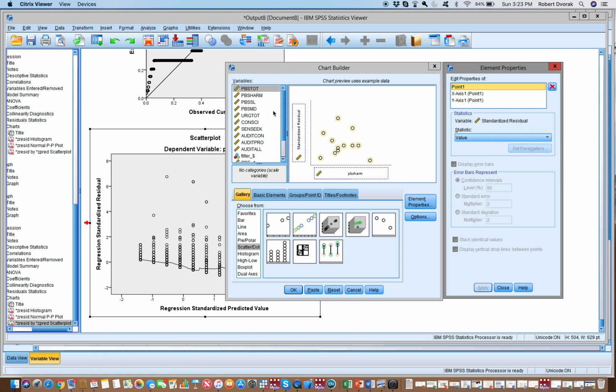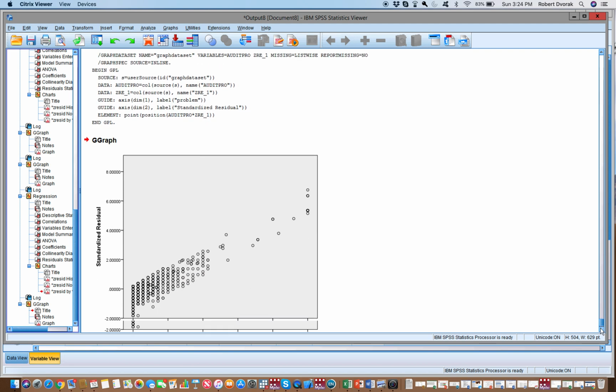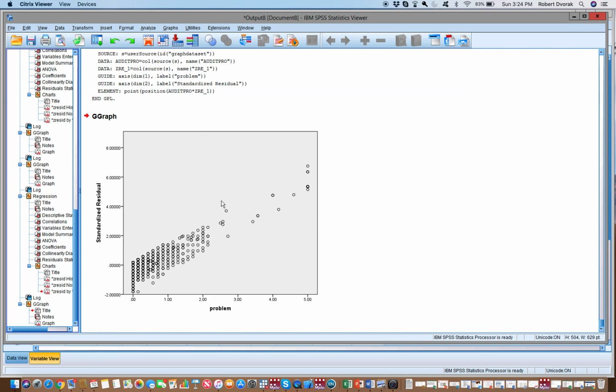So we have standardized residuals. Our outcome was problems. Let's look at this. Remember, this should be a perfect predictor, right? Should be very tight. Not good at all. That looks terrible.